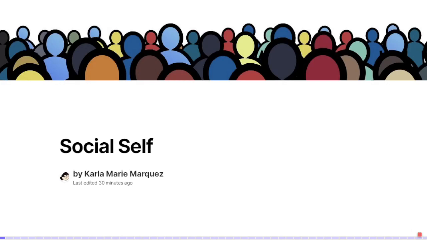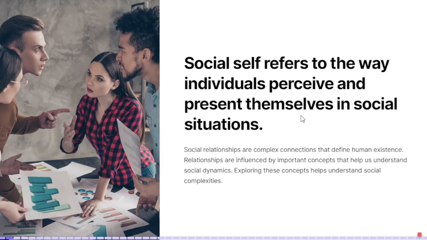This topic is on social self. Social relationships are intricate webs of connections and interactions that define human existence. These relationships are shaped by various fundamental concepts, wherein each concept plays a crucial role in understanding the dynamics of social interaction. Exploring these concepts would provide us a comprehensive framework to understand and navigate the complexities of what we call social life.